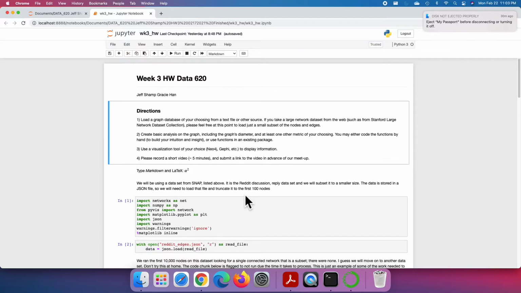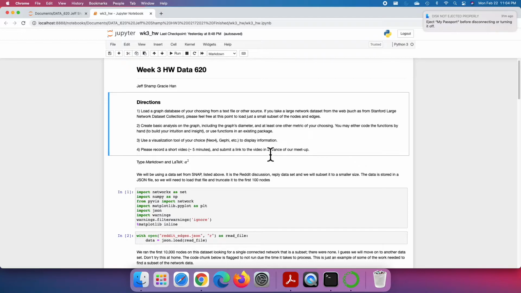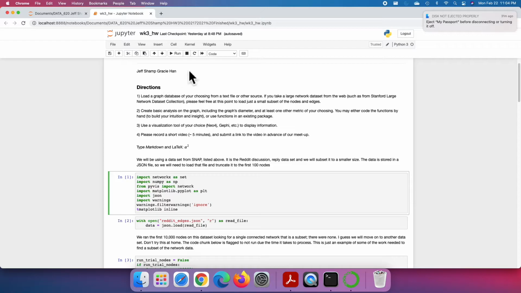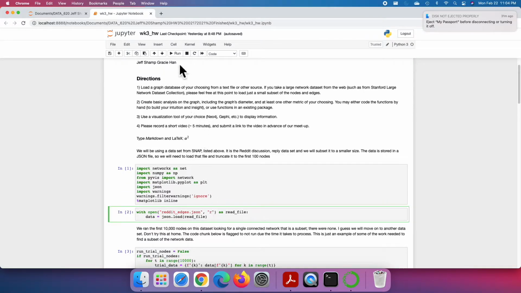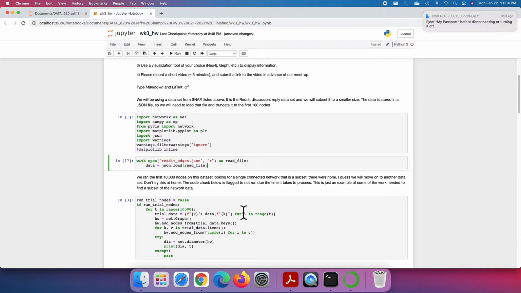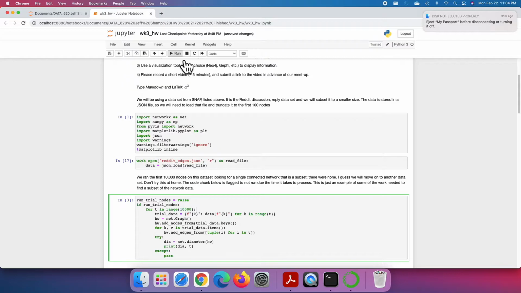So we were told for this week to choose a graph database and then do some analysis on that. The database we chose is the Reddit discussion from the Stanford Large Network Database Collection. First, Jeff imported a library and then read the JSON files into the network.